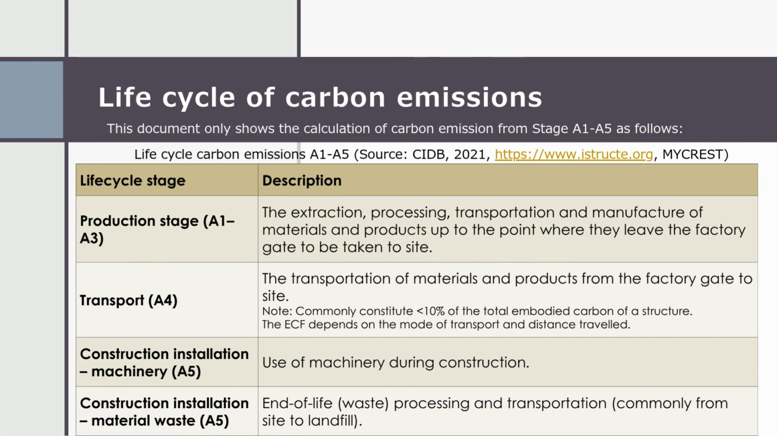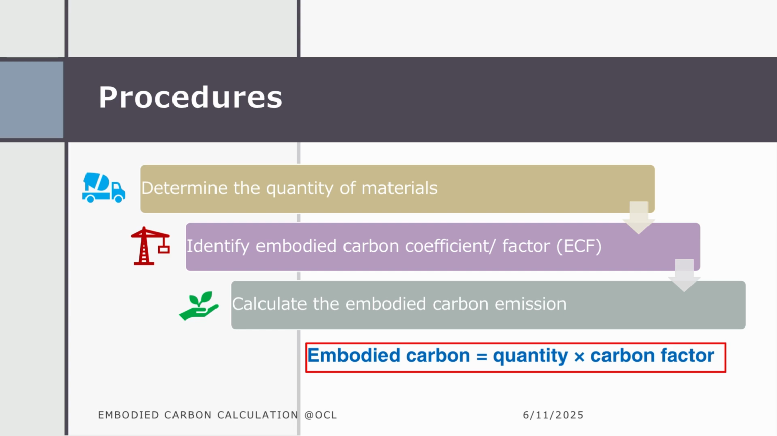This slide breaks down the carbon emission calculations for stages A1 to A5, which cover the cradle to construction boundary of a project. A1 to A3, material production and manufacturing, A4, transportation to site, A5, construction and waste. To estimate embodied carbon emissions, we follow a simple yet systematic procedure.